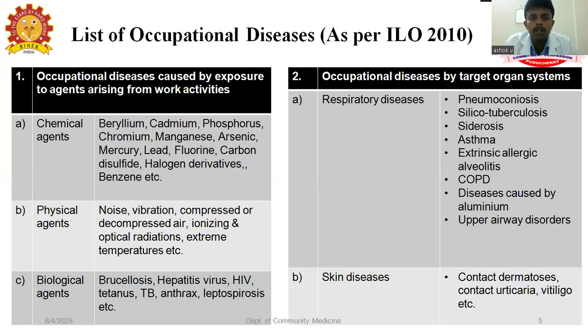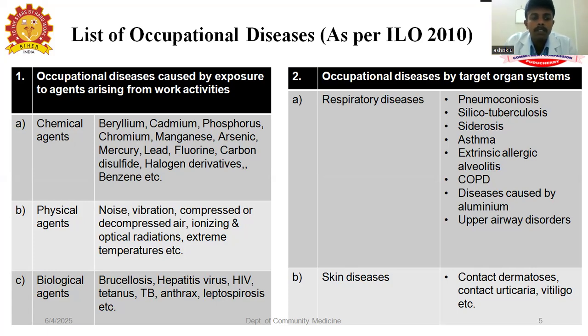Coming to the list of occupational diseases, as per the International Labour Organization, there's a long list, starting with occupational diseases caused by exposure to agents arising from work activities. In that list we have chemical agents, physical agents, and biological agents. Chemical agents are used in industries involving chemicals, which can be beryllium, cadmium, phosphorus, chromium, manganese, arsenic, mercury, lead, chlorine, carbon disulfide, halogen derivatives, benzene, etc. So these are all your chemical agents.